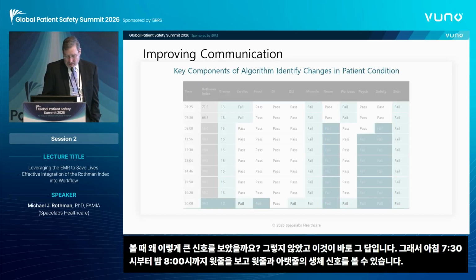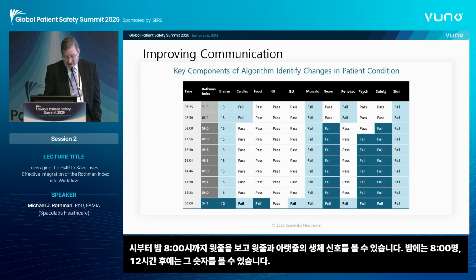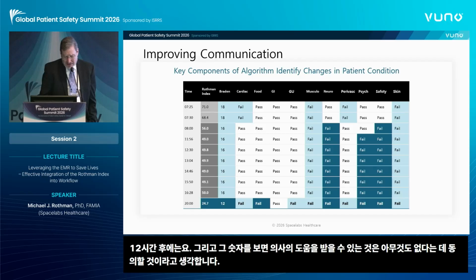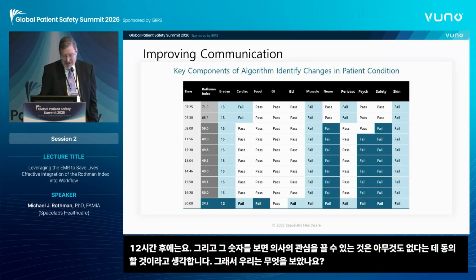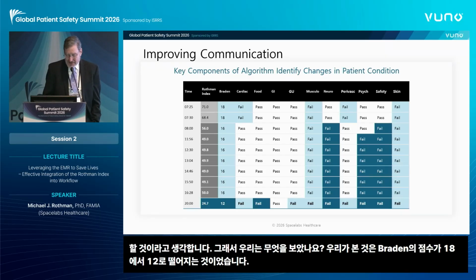And so what did we see? What we saw was the Braden score had fallen from 18 to 12. They'd failed their food and nutrition assessment. They'd failed their GU assessment. They'd failed their neurological assessment, their psychosocial, and their safety assessment.